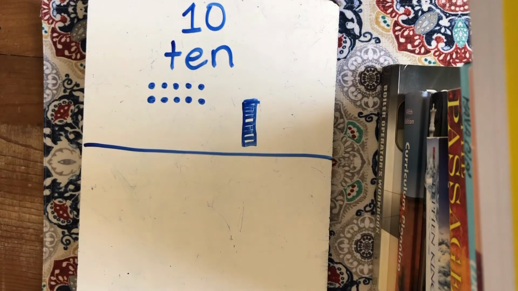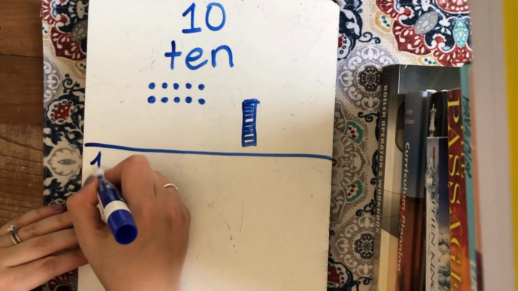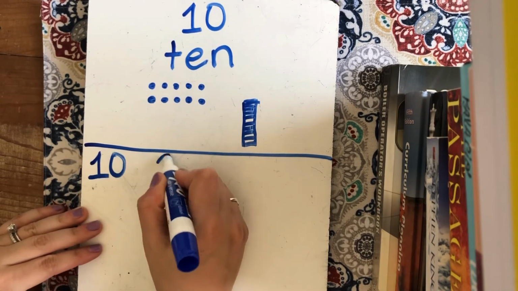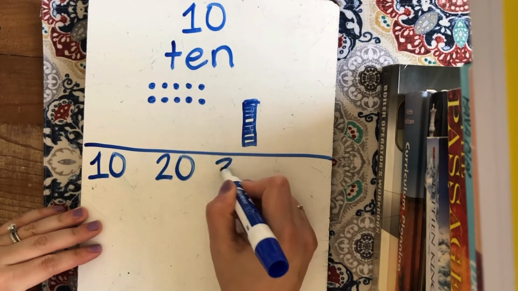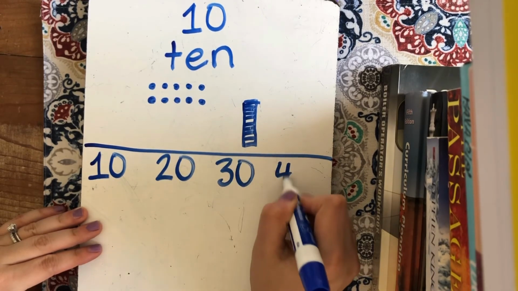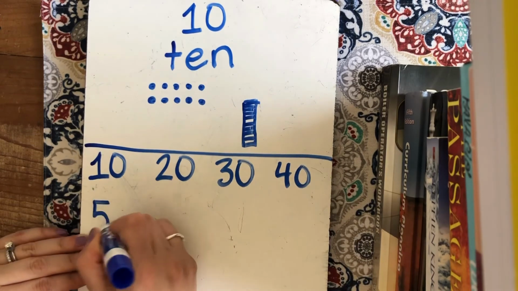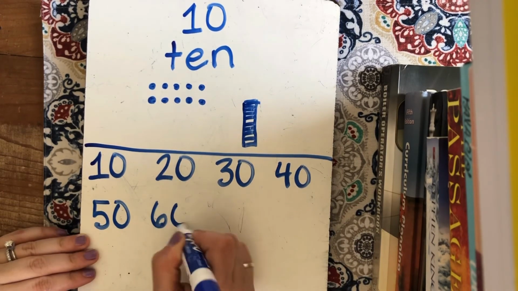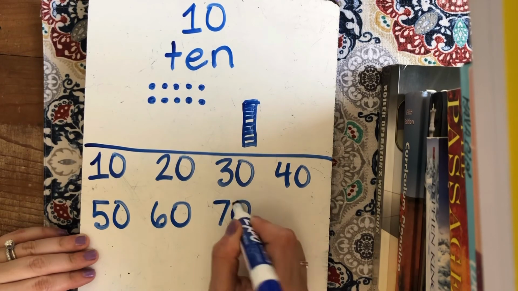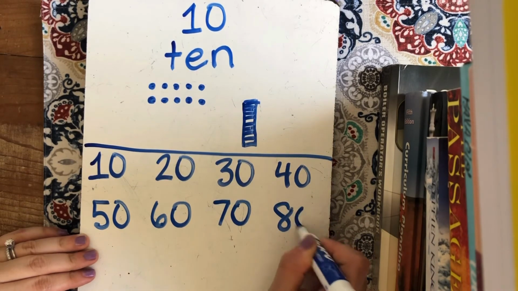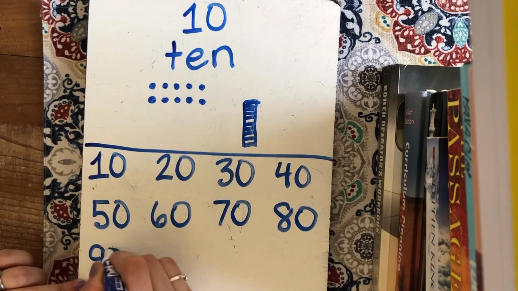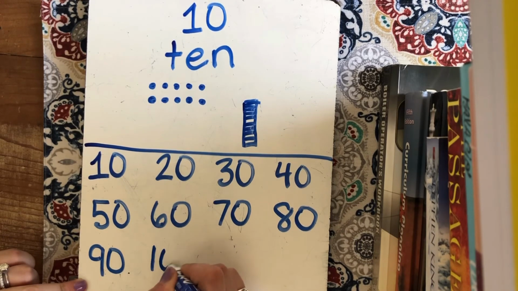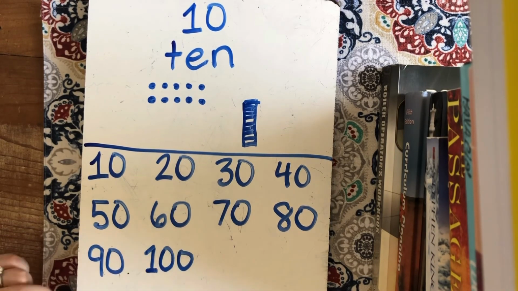On the bottom, let's count by tens in the spirit of having 10 on the top. So 10, 20, 30, 40, 50, 60, 70, 80, 90, 100. And you can practice that over and over if you would like.